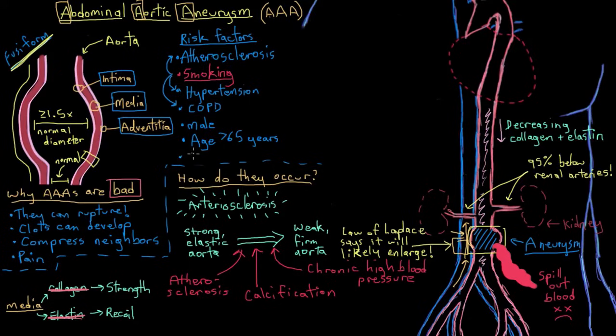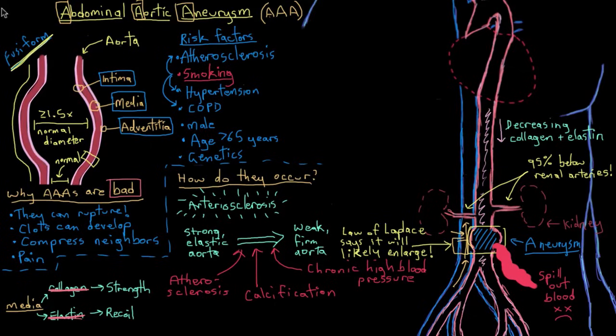Genetics is also a risk factor. So when I say genetics, I'm referring to a family history, a positive family history. So if a first-degree relative has developed an aneurysm, then you're at an increased risk of developing an aneurysm. And also other genetic reasons. So if you have a genetic condition that causes malformation of your collagen and elastin, that would predispose you to developing an aneurysm.